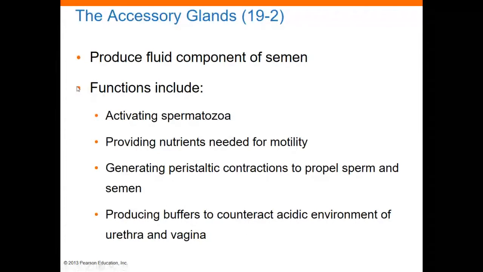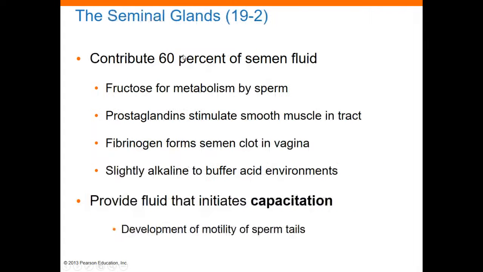So these accessory glands that we've talked about, the seminal vesicles and the prostate gland and the bulbourethral glands, they produce the fluid component of semen. So semen is composed of sperm and all of these fluids that are going to be produced by these glands. And these secretions are going to do a lot of different things for the sperm. So the seminal glands contribute 60% of all the fluid that is in semen.